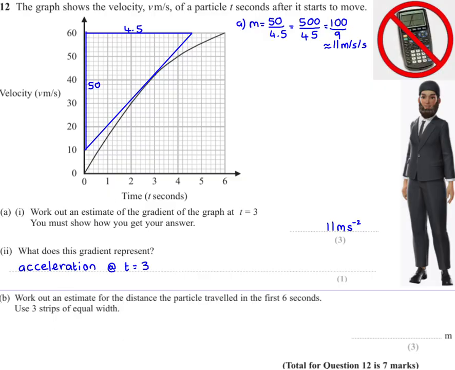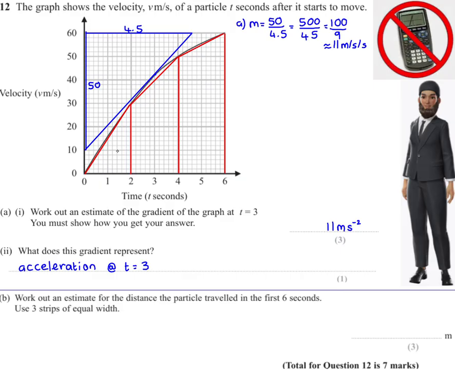So what we're going to be doing, we're going to break this down. 6 take away 0 is 6, and then divide that by 3 is going to give you 2. So we need to start creating some strips over here. We've got one over here, another strip over here, and another one over here. Create a triangle over here, and we're looking to create some trapeziums.